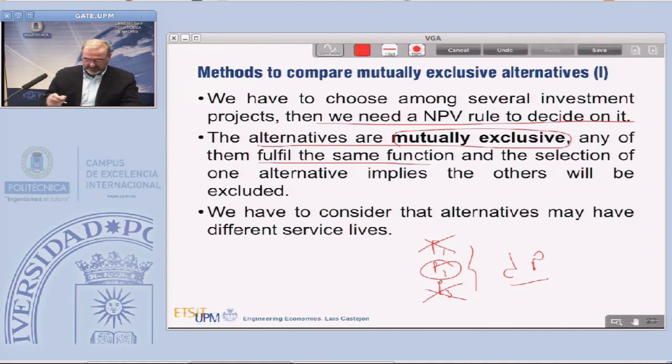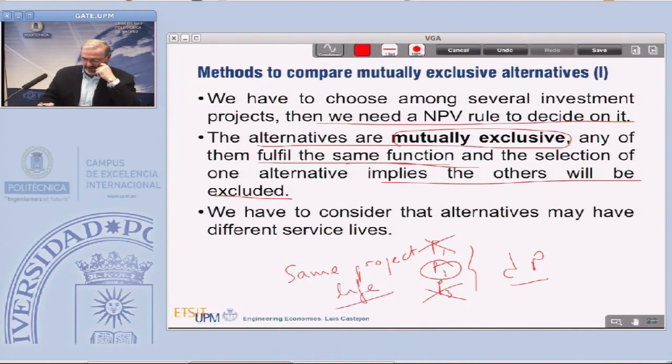All of them fulfill the same function, and the election of one implies the others will be excluded. It's important to know that we are just considering projects with the same project life, because projects with different project lives are a particular case that needs specific considerations. Those are advanced for the course, so we are not going to see them, but you can find many sources on how to do it.